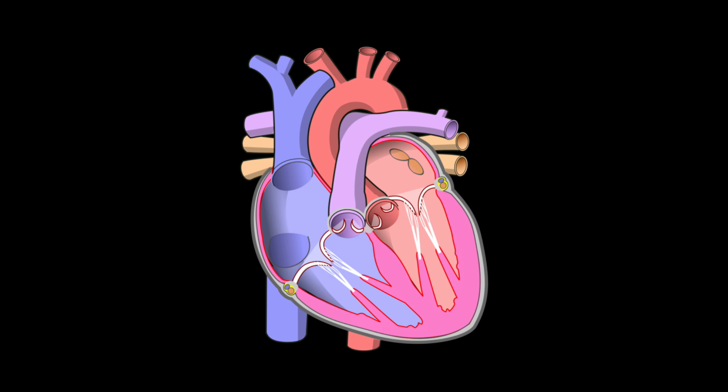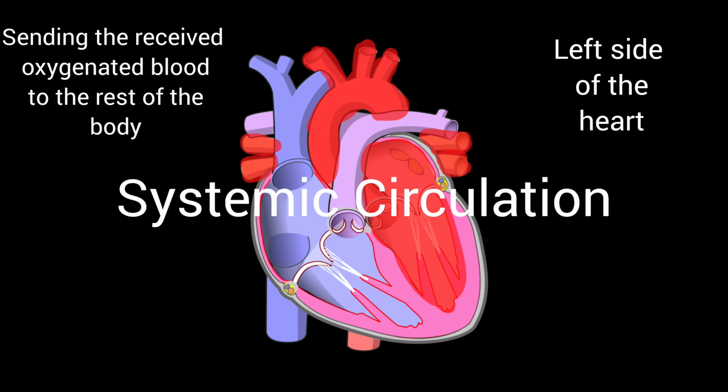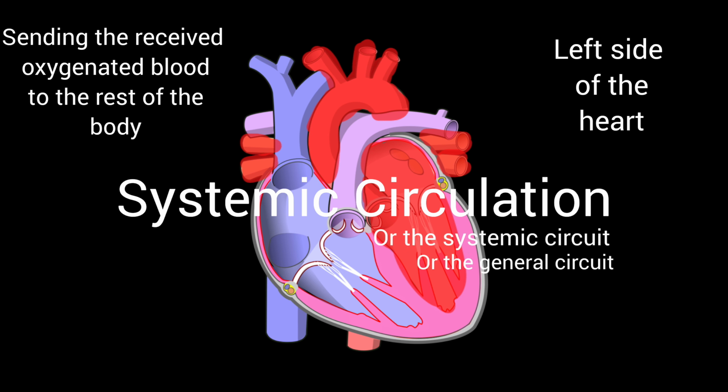This process of sending the received oxygenated blood to the body, done by the left side of the heart, is called systemic circulation, or the systemic circuit, or the general circuit, since it involves circulating blood between the heart and the body, or our system.